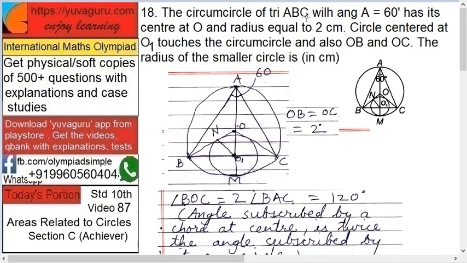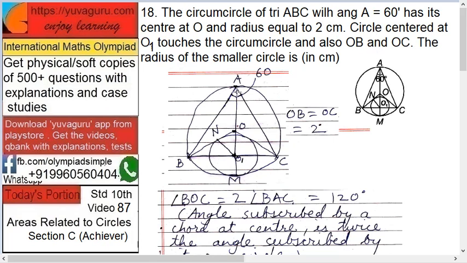Circumcircle of triangle ABC. Circumcircle means the circle which touches the vertices, with angle A at 60, means A is 60, and has its center at O. This is the center O. See, in the exam this figure would be given to you, not this one. This is what we have solved. So O, radius equals 2. Now this radius means OB will be 2, OC will be 2 and OA will be 2, right.